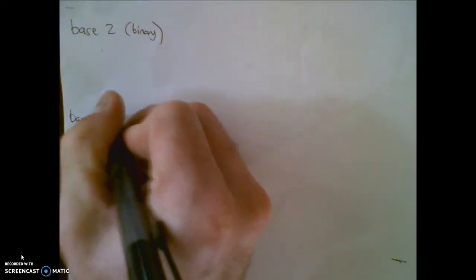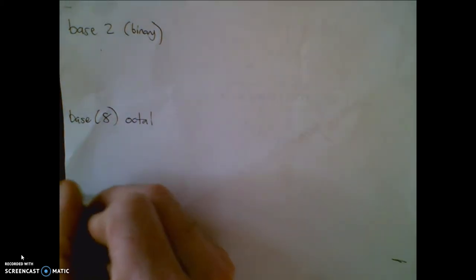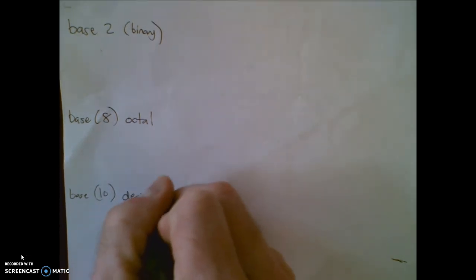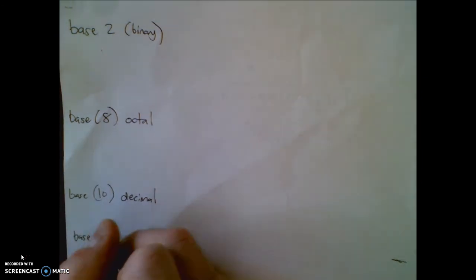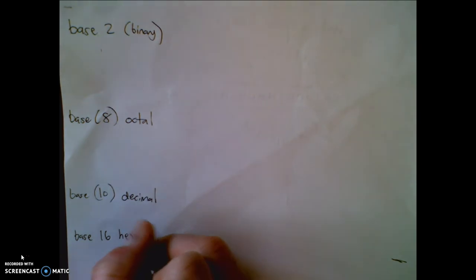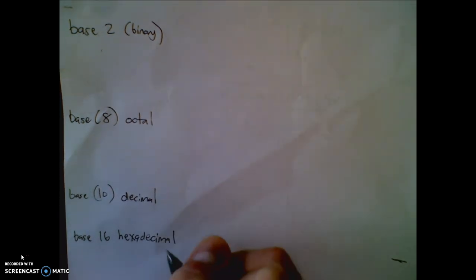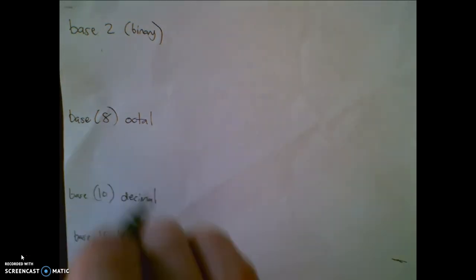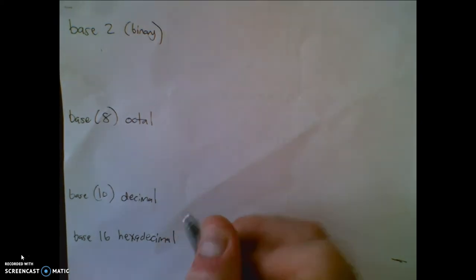Base 8, which is called octal. Base 10, which is what we always use, which is the decimal system. And lastly, base 16, which is called hexadecimal. Okay, so basically those 4 bases. Now, let's use the one that we know, which is the decimal.